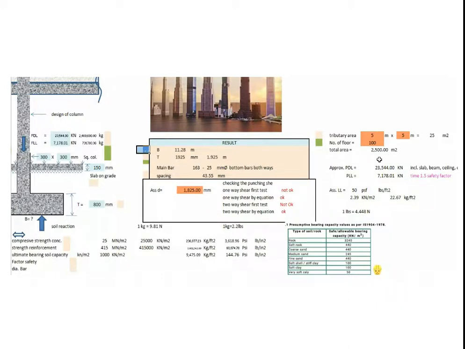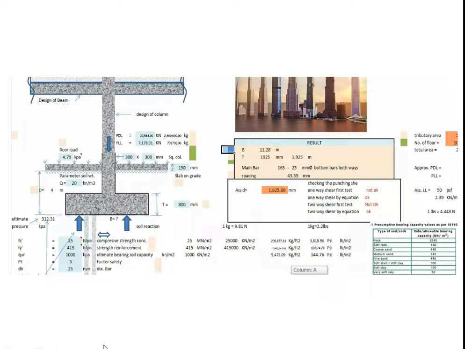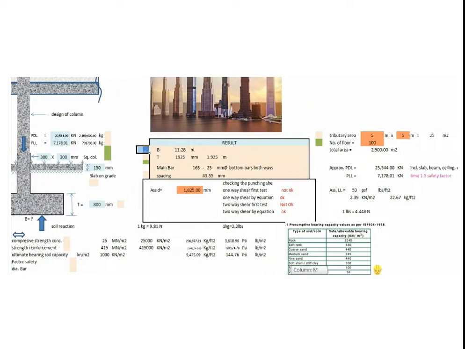If we try 100 floors with load tributary of 5 meter by 5 meter, with assumed design parameters, the size of square footing will be 11.28 meters and depth is 1.925 meter. Check one-way shear is OK and check two-way shear is OK. Main bars is 163 number of 25 mm diameter bottom bars both ways with the spacing of 43.55 mm. If any are not sufficient to resist the imposed loads.